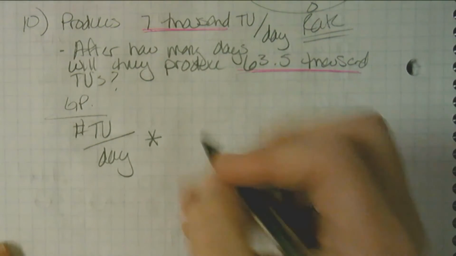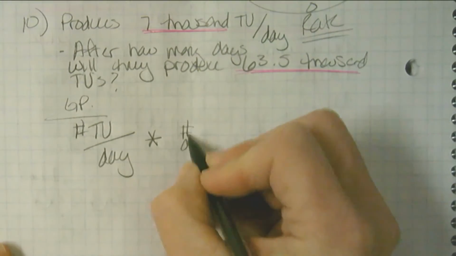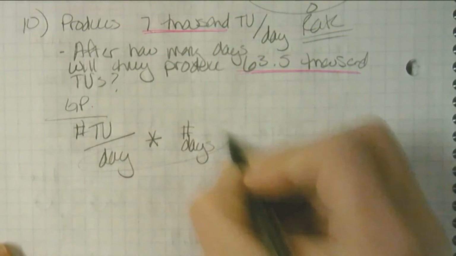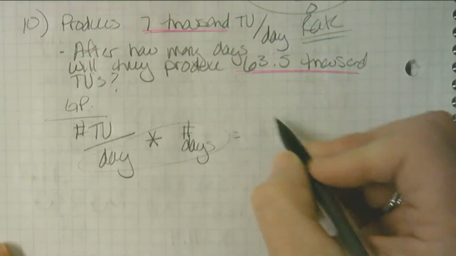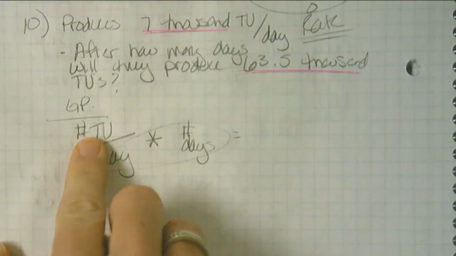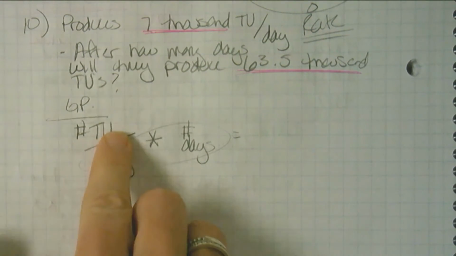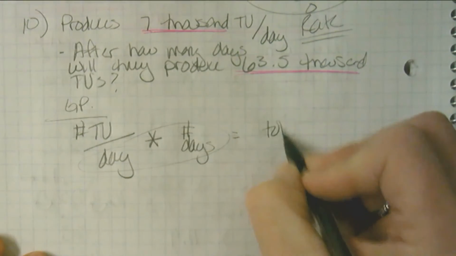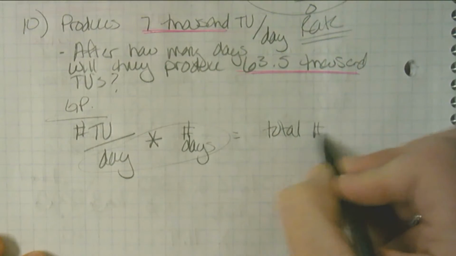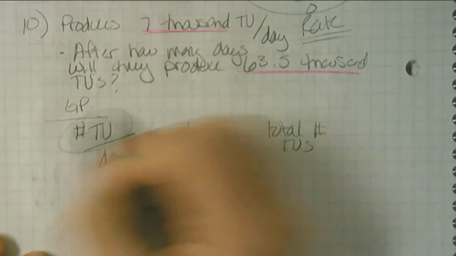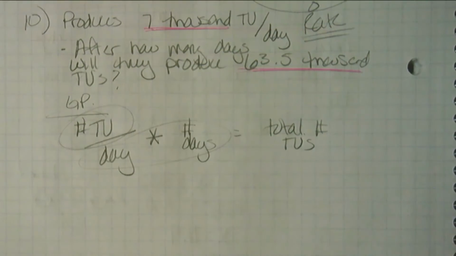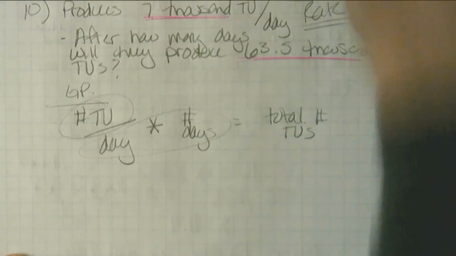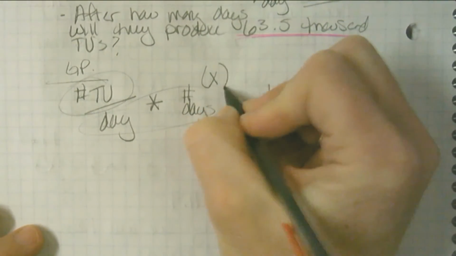Jagger? Your number of days, because it's the denominator information. Equals, well, my whole is going to be, well, I'm counting the total number of TVs. We have 7,000 TVs per day, so our whole must be our total number of TVs, because that goes with our numerator. Joseph, you're paying attention to what I'm doing. I don't know my number of days, there's my x.